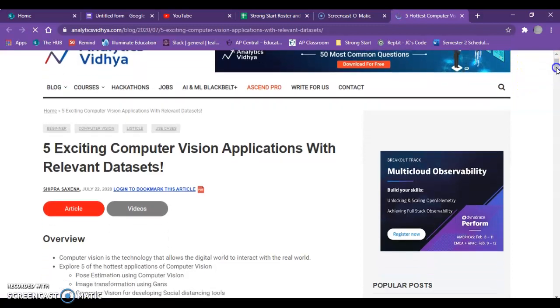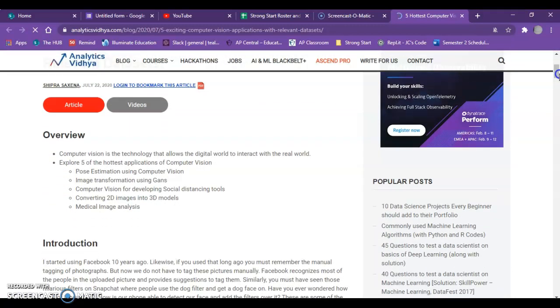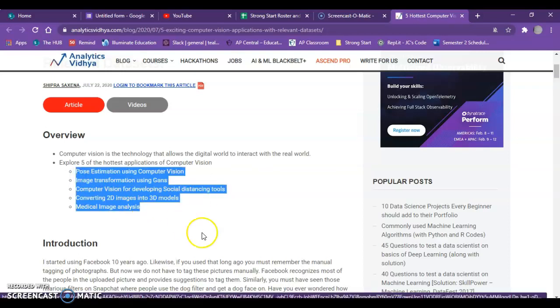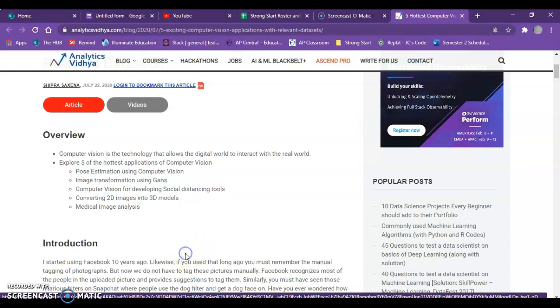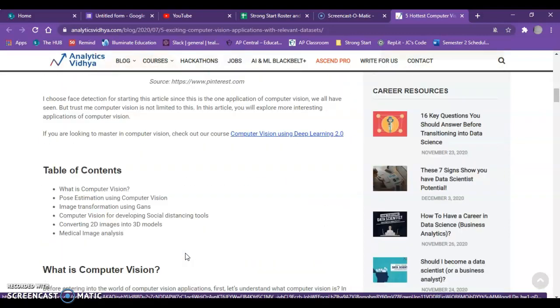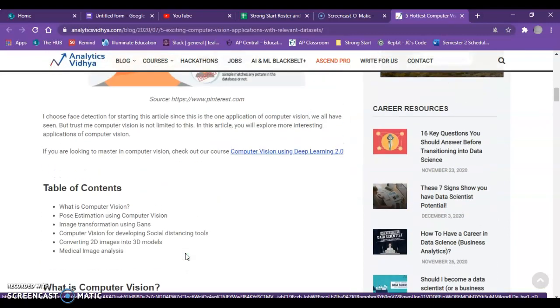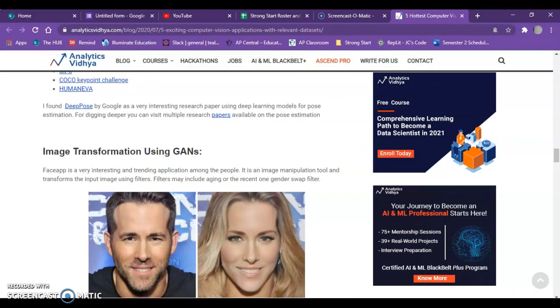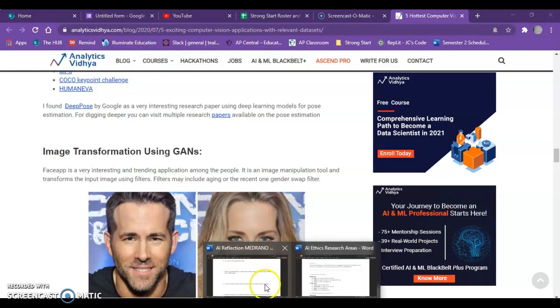It says 5 exciting computer vision applications with relevant data sets. These are our 5 right here: pose estimation, image transformation, developing social distancing tools, converting 2D images into 3D models, and medical image analysis. So you can go through all of these and ask, what is computer vision? What does it do? This is the stuff that I used over the summer at Rice.